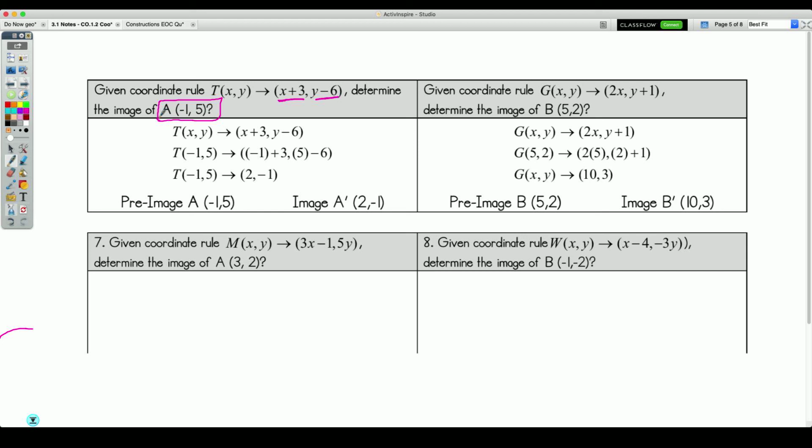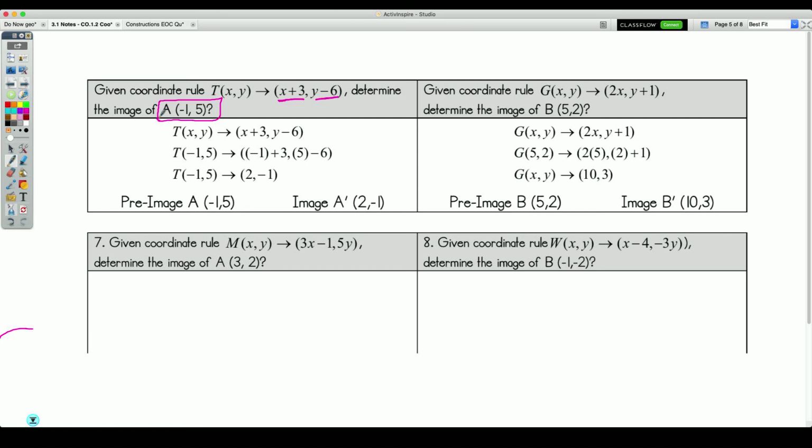Would anyone remember what the full name is? You just wrote it. What symbol? Prime symbol, right? If there's not a prime symbol, this is my input. So they plugged my values into the function and got my new image point. That's the only difference here, the words that have changed.